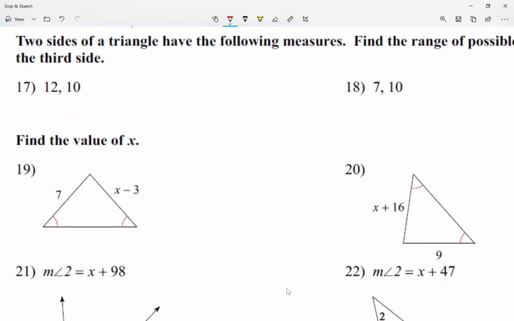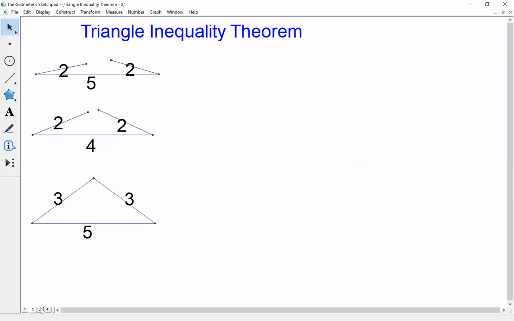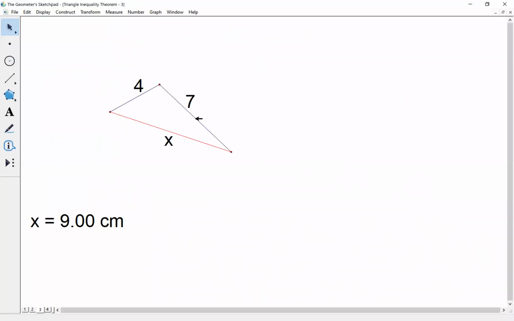Let me show you something pretty cool. I have this measurement here. One side is 4, the other side is 7, and the third side, let me call it X. And here at the bottom, it says X is equal to 9. I'm dealing with centimeters, so it's equal to 9. The cool thing is that I can change this. And look, my 4 and my 7 remain 4 and 7, but my X changes.